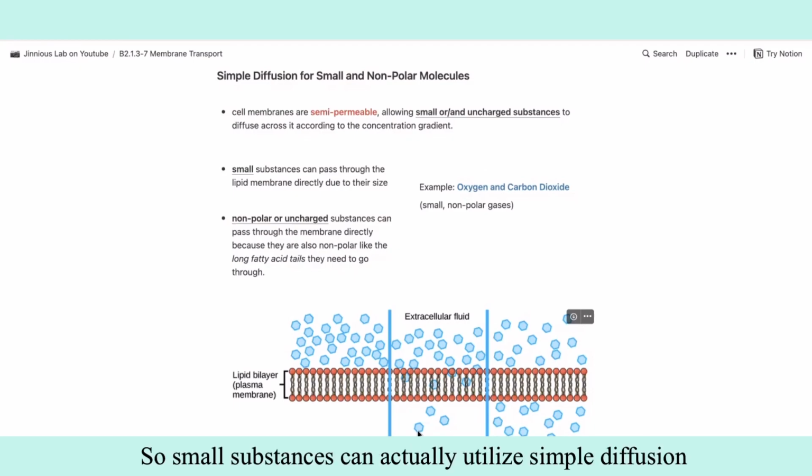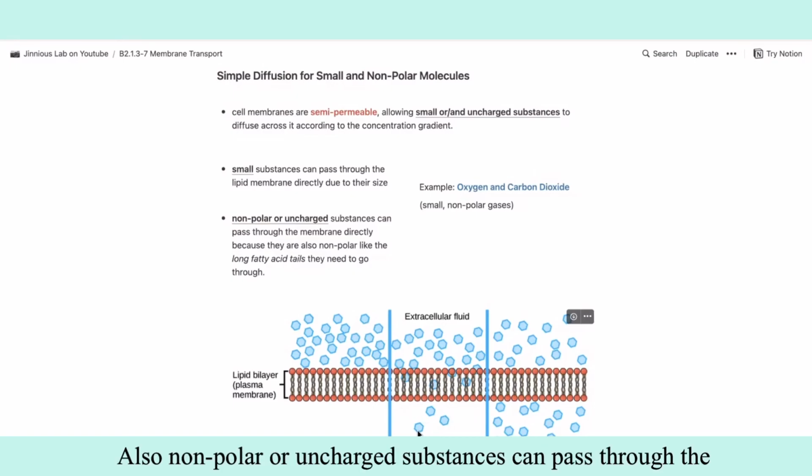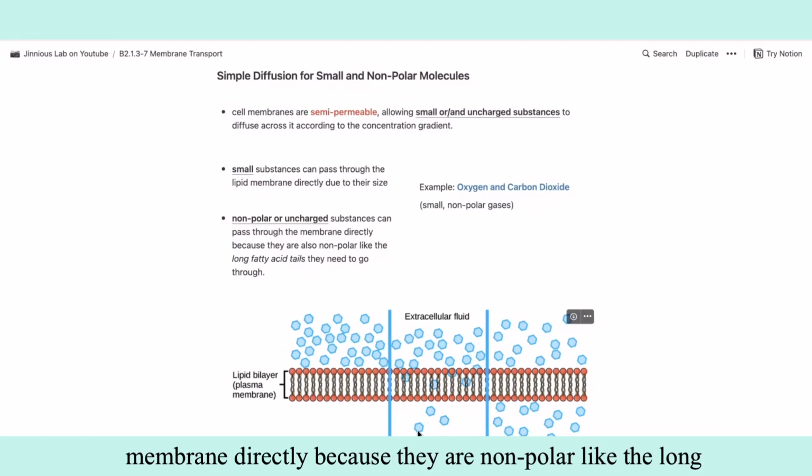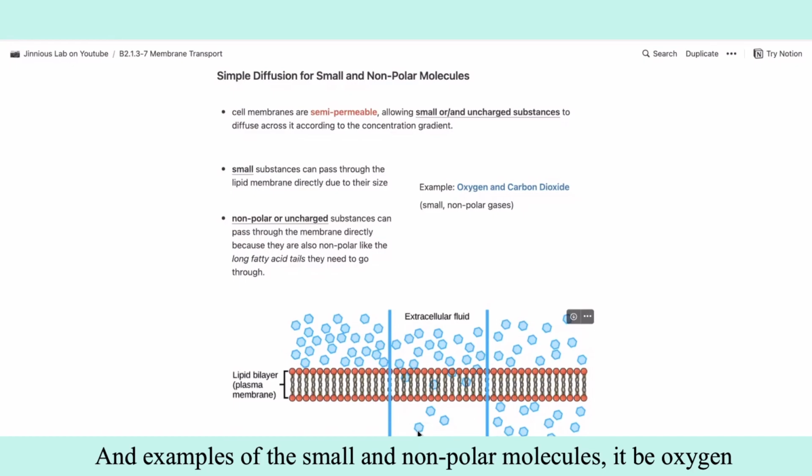So small substances can actually utilize simple diffusion because they can pass through the lipid membrane directly due to their size. Also, nonpolar or uncharged substances can pass through the membrane directly because they are nonpolar, like the long fatty acid tails they need to go through. And examples of the small and nonpolar molecules would be oxygen and carbon dioxide.